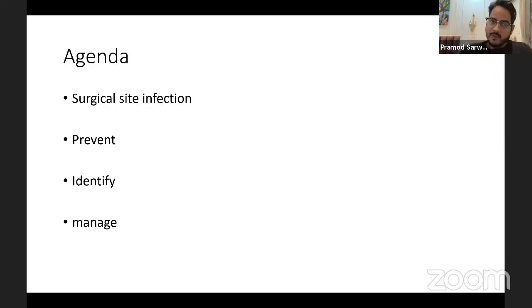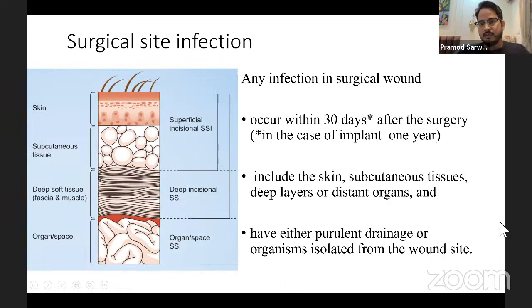So my agenda over the next 20 minutes is to explore surgical site infection, how we can prevent it, how to identify sepsis, and how we can deal with sepsis. So, any infection in the surgical wound that occurs within 30 days after the surgery. And mind you, if an implant is involved, the duration goes up to 1 year. It includes the skin, subcutaneous tissue, deep facial layers, and deep-seated organs, or you have purulent discharge or an organism is identified from the surgical site. It is surgical site infection. Depending on the site, it can be superficial incisional SSI, deep incisional SSI, or organ space SSI.